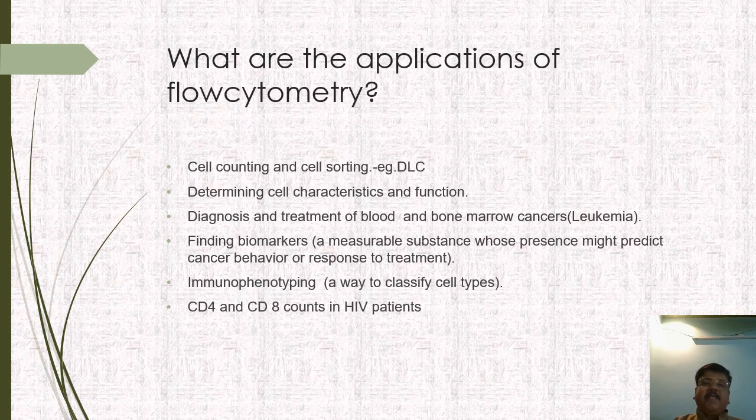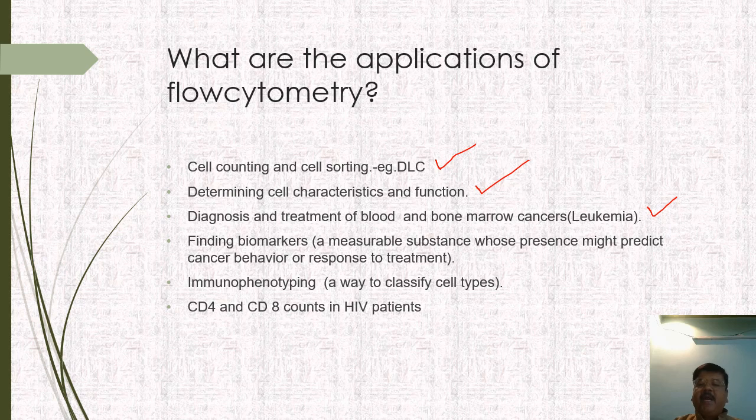So what are the applications? So counting and cell sorting. So all of you know DLC, differential leukocyte count is there. Then determining the cell characteristics and functions, that is also another use. Then detection, diagnosis and treatment of blood and bone marrow diseases.